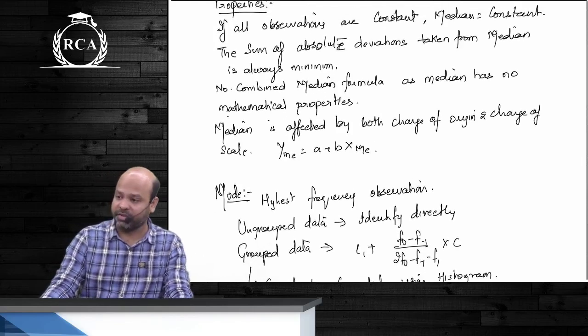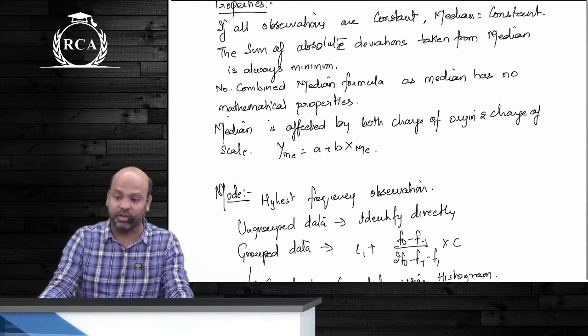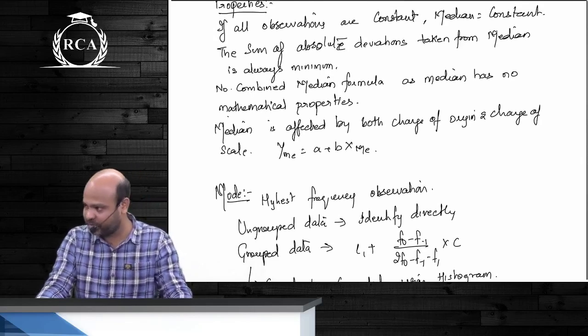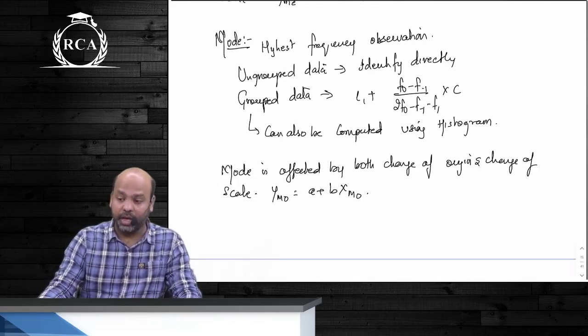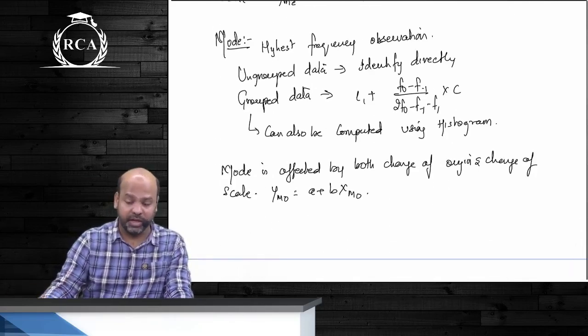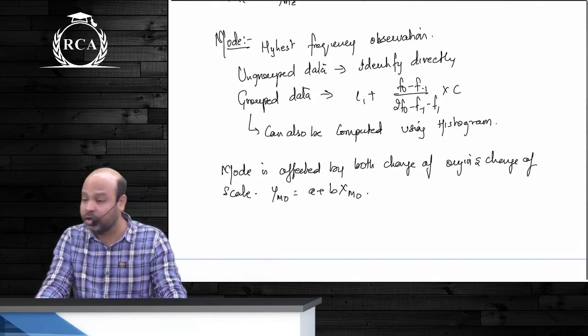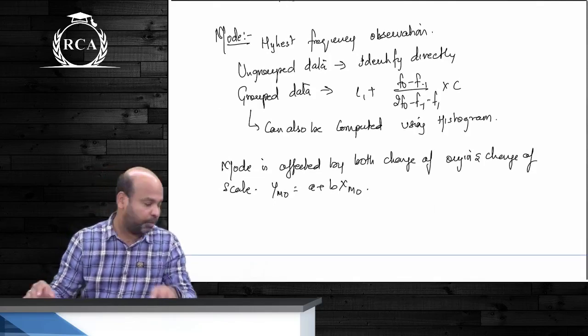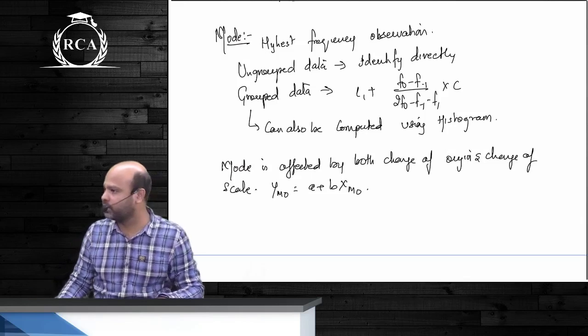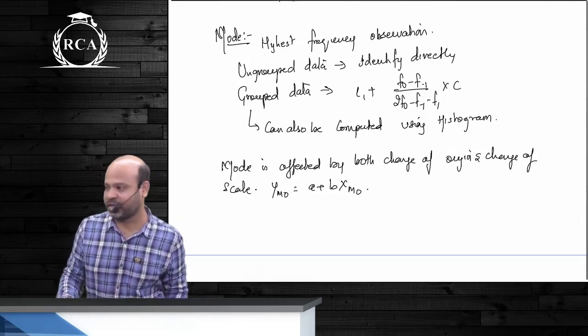It is the least affected by extreme observations because it is the middlemost value. Proud of you. And sampling fluctuations, it is affected higher than mean. The impact of sampling fluctuations would be higher on median and lower on mean. Mode is the item that occurs the highest number of times.